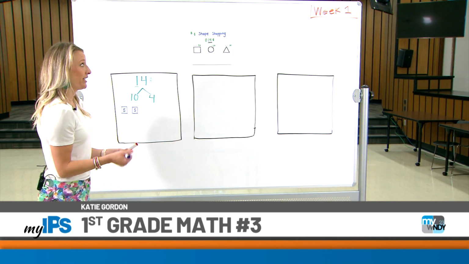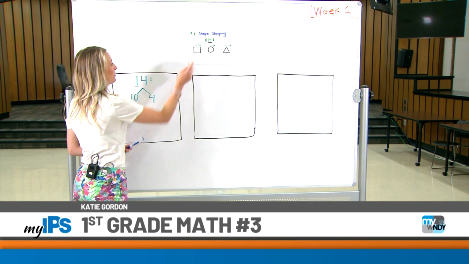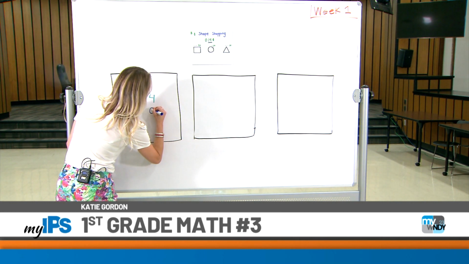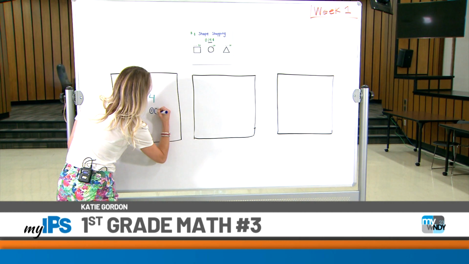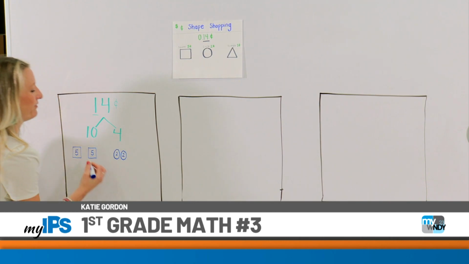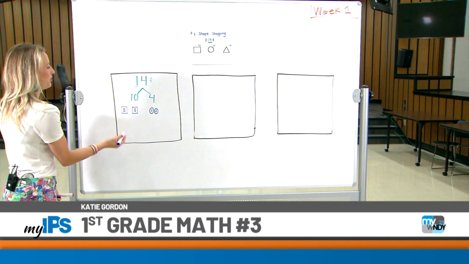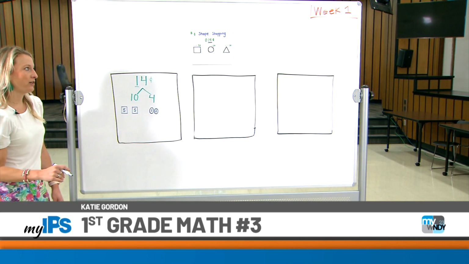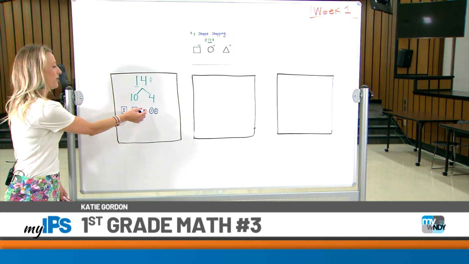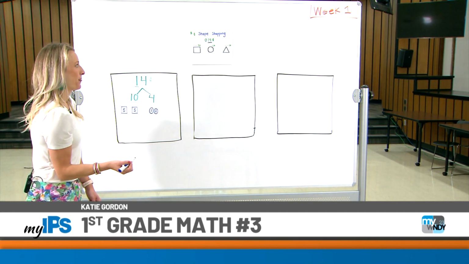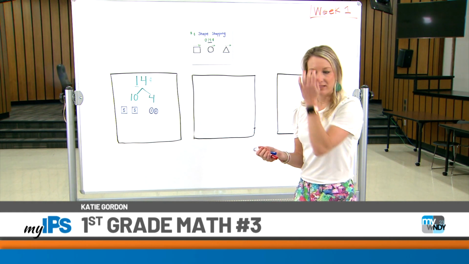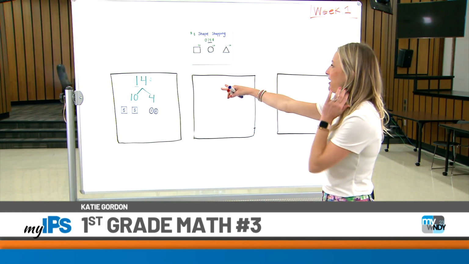Well, I know my 2's, so I know that if I had 2 circles, I would have 2 plus 2. And what is 2 plus 2? We know that 2 plus 2 is 4. So then we have 2 squares plus 2 circles, and we have our total of 14 cents. So this is one way you could have solved it. Your picture would be square, square, circle, circle. Great.